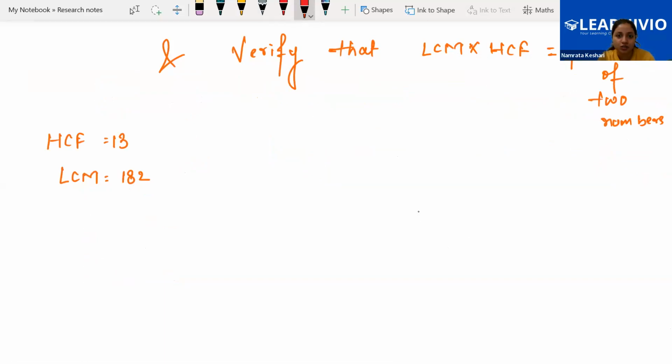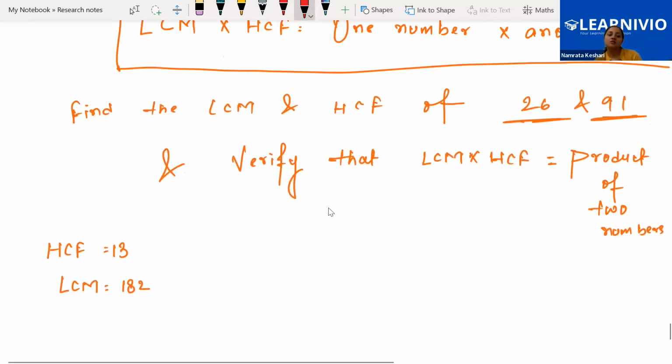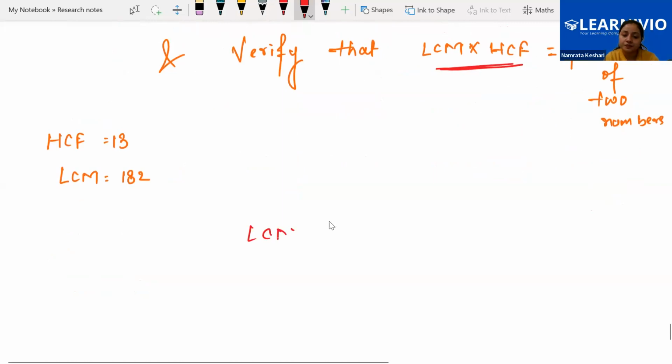Let's do the verification. Once we do the verification, we will be sure that this is what we are getting. So HCF we got 13, LCM we got 182. For the verification the formula is given here, but the formula will not be given to us every time. So we must keep the formula in our mind: LCM into HCF is equals to product of two numbers. Let's do the verification. LCM into HCF is equals to product of two numbers. This is the formula.